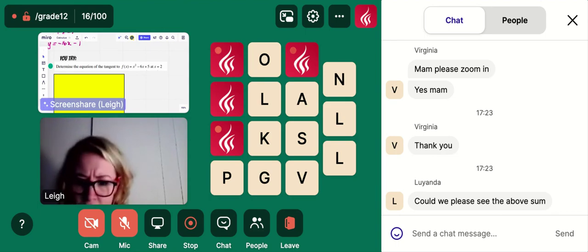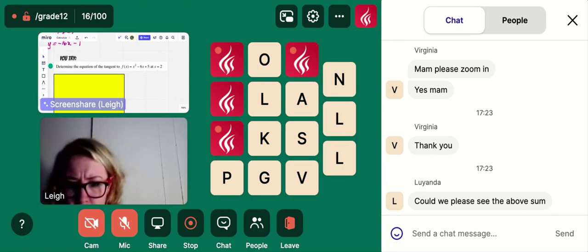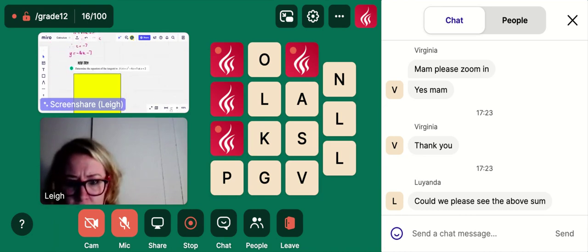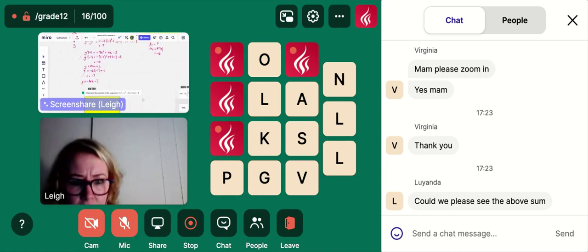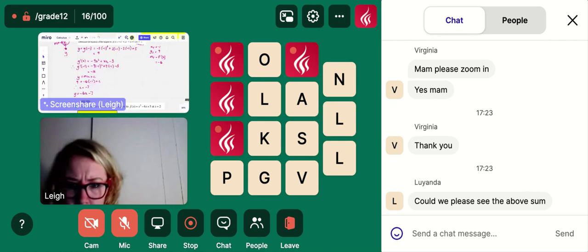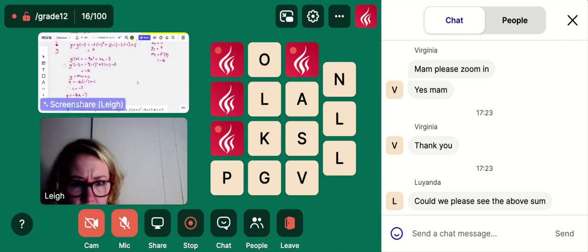You want to see the sum above? Okay, one moment. It's going to be a little bit tricky for me to keep this zoomed in. What I'm going to try and do is zoom out so that you can see the sum above, and then I will try and make that bigger. Does that work for everybody? Let's see if we can zoom in one more time. Is that okay?